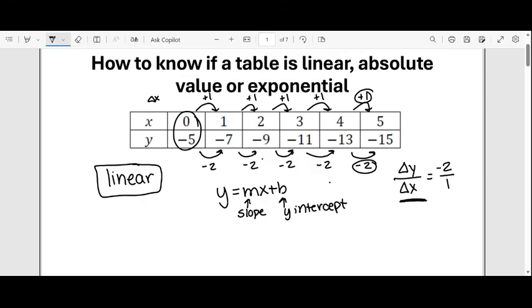So let's try to make an equation. We'll have y equals our slope, which is -2. If you wrote -2 over 1, it technically isn't wrong, but -2 divided by 1 is just -2. So I always say just -2 times x, and then our y-intercept is -5. So if you were to need the equation for that table, that is what it would look like.